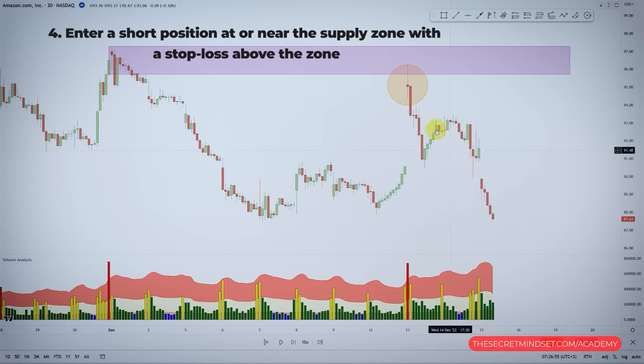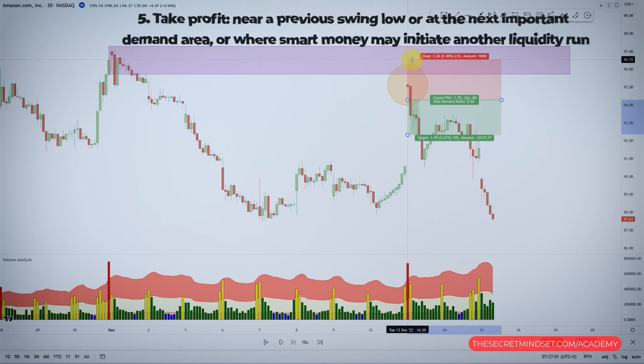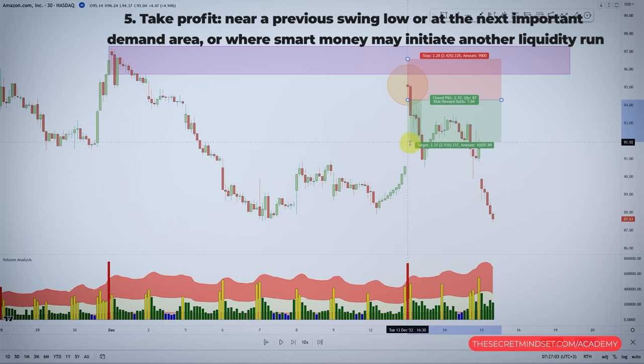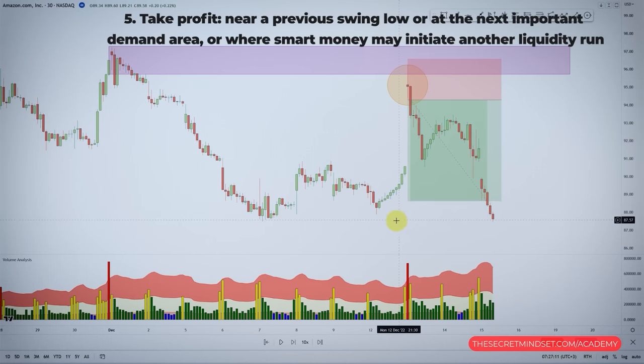You enter a short position at or near the supply zone with a stop loss above the zone, and you exit the position at or near a previous swing low, or at the next important demand area, or where smart money may initiate another liquidity run.